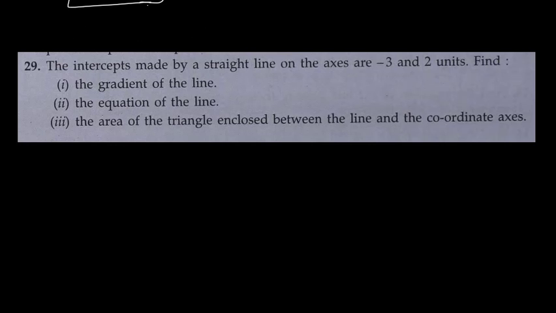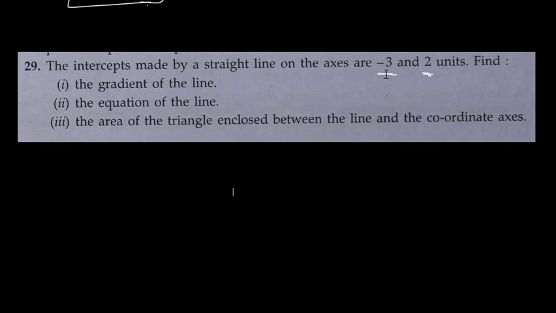Now here the intercepts made by the straight line on the axis are minus 3 and 2 unit, find the gradient of the line. So here the intercepts made by the straight line on the axis are minus 3 and 2. Find the gradient of the line. So when it is not mentioned whether x intercept is minus 3 or y intercept is minus 3, we consider that first value is x intercept and second value is y intercept.